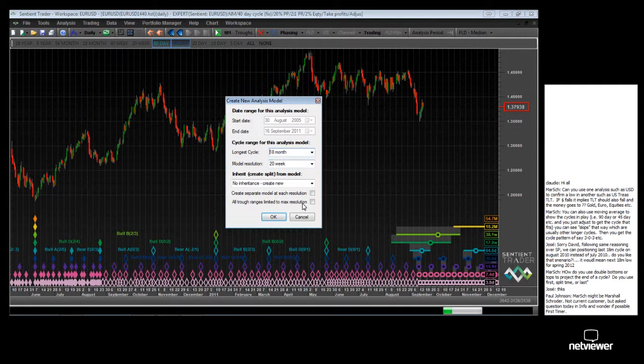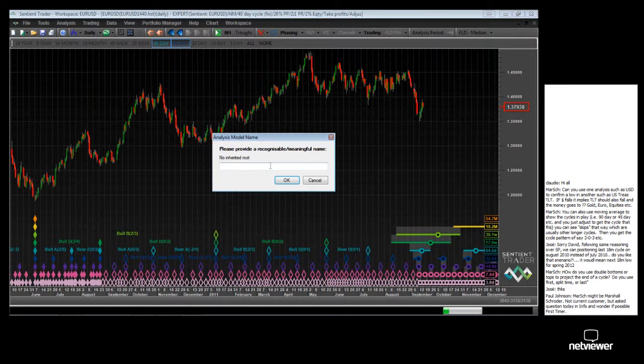You're asked whether you would like to create a separate model at each resolution. You don't want to. You could do, but it gets complicated. Let's not bother with that. And you're asked if all trough ranges should be limited to the maximum resolution. Our maximum resolution, as you can see here, model resolution is 20 weeks. So I normally say yes because it creates neater and tidier models.